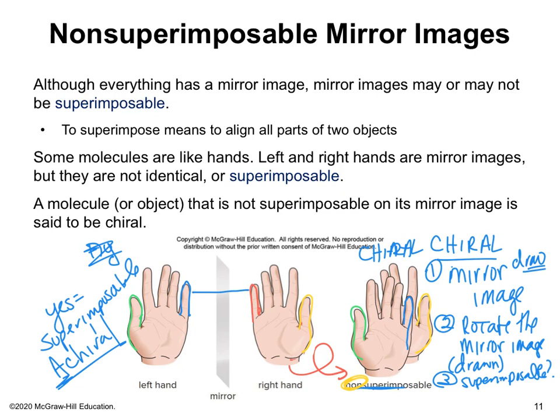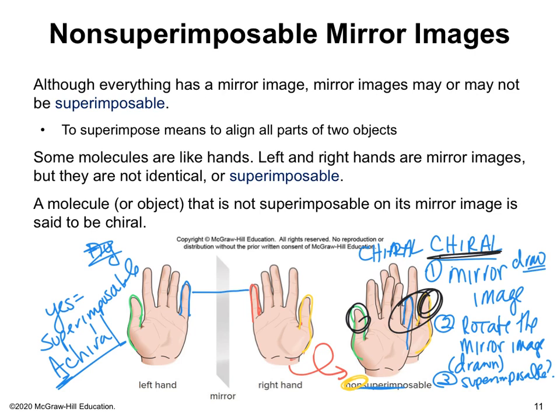And when you wiggle your thumbs, you're going to see that you have a thumb here and a thumb there. If they lined up and your thumbs were both on the same side, then it would be superimposable. And that's why your hands are chiral. They are non-superimposable. It's handedness.